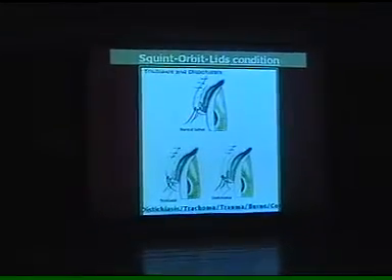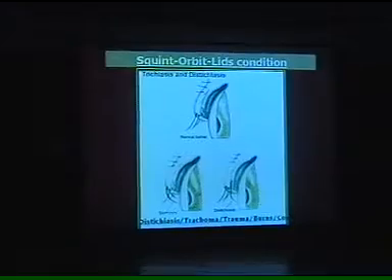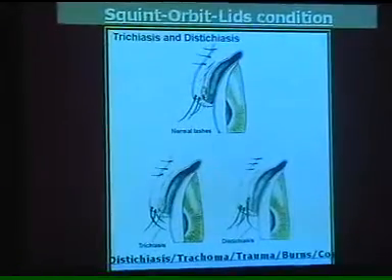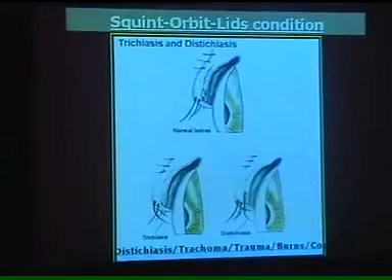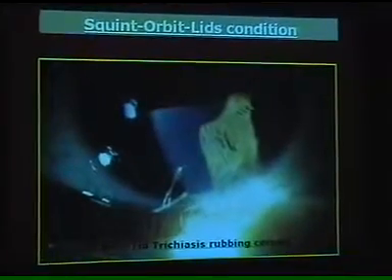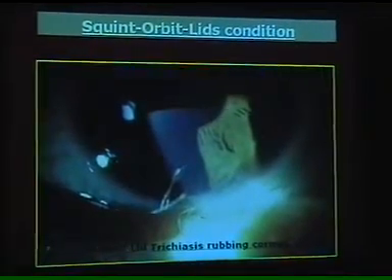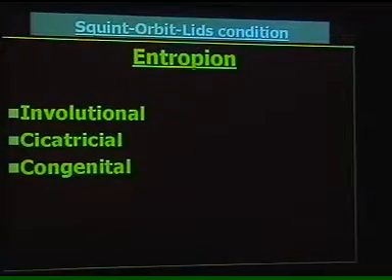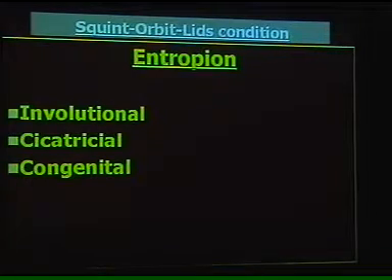Entropion, when the lashes are turning inside, and trichiasis, when the lashes are misdirected, and you can see the example here. Even a single lash can rub the cornea to the extent of disturbing you throughout the day. I think we finish here.